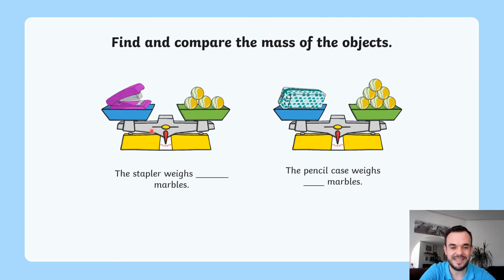Let's have a look at these different pictures. We've got a stapler, and we've got some marbles, and the scale is level, so they are the same. The stapler weighs how many marbles? Let's count. 1, 2, 3, 4 marbles. The stapler is the same weight as 4 marbles. On this one, we've got a pencil case. How many marbles makes the same weight as the pencil case? Well, it says the pencil case weighs 1, 2, 3, 4, 5, 6 marbles. The pencil case weighs 6 marbles.